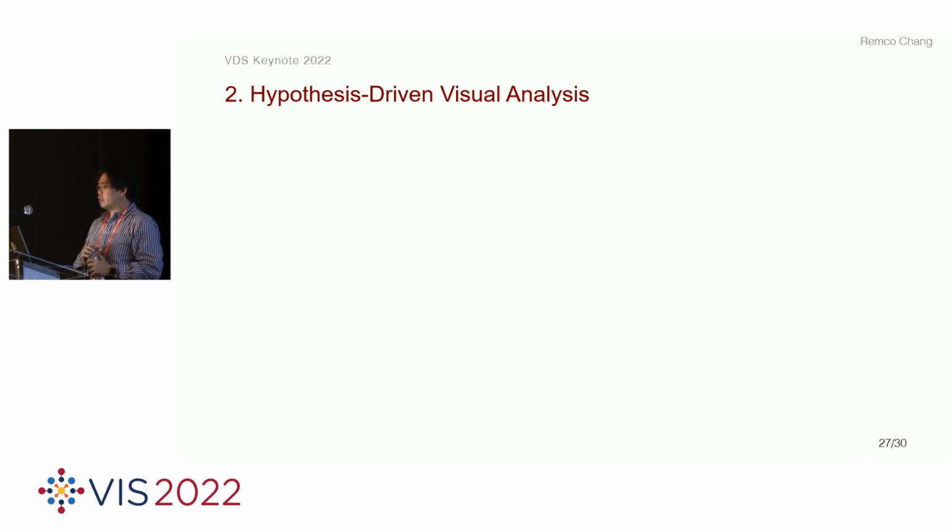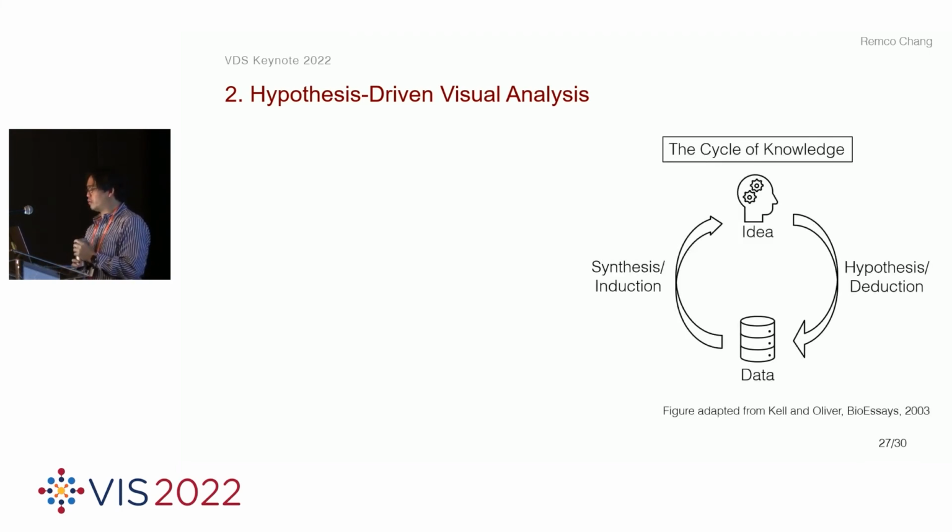All right, so the second thing that we can do is to start to think about this notion that we've been calling hypothesis-driven visual analysis. So here's a diagram that I borrowed from people out of the bio side of things. And they think about this cycle of knowledge as an interplay between kind of the human's ideas and what's available in their data. So from idea to data, you go through hypothesis generation, essentially deductive reasoning. And from data to idea, you're doing synthesis, which is a type of induction.